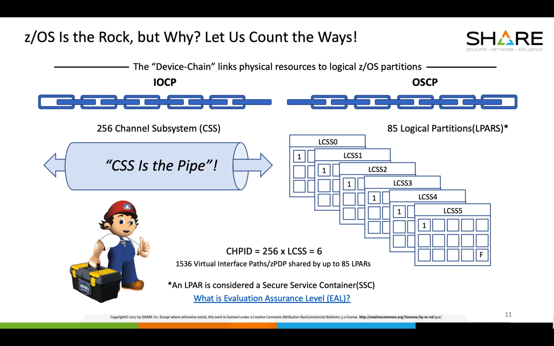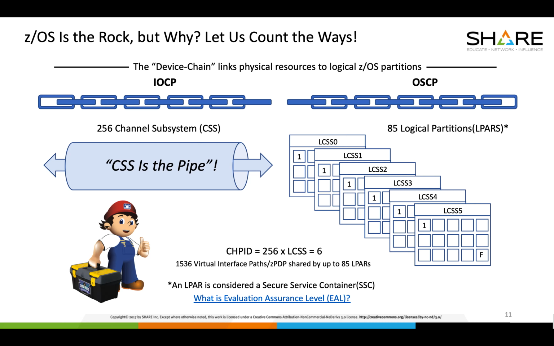The ability for IBM to provide such capability gives this environment the evaluation assurance level of 5, which is the highest that is available today in terms of providing the assurance that the security of this system is as high as it possibly can get.